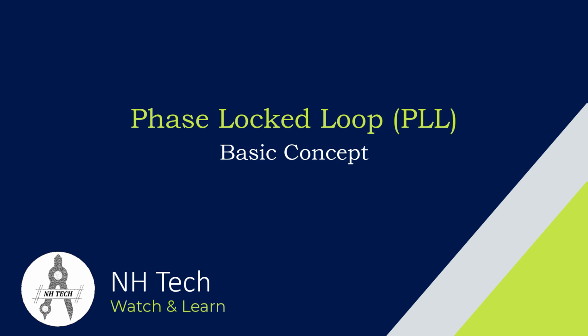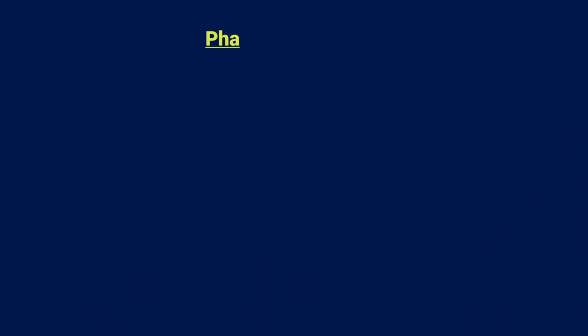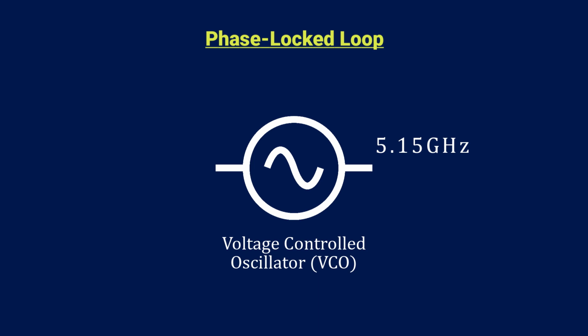Today, in this video, we'll explore the basic concept of a phase-locked loop, or PLL. Let's suppose we want to synthesize a frequency of 5.15 GHz for an X-band LNB. To generate 5.15 GHz, we need a voltage-controlled oscillator, VCO. As the name suggests, the VCO's output frequency can be adjusted by applying a tuning voltage to its input.